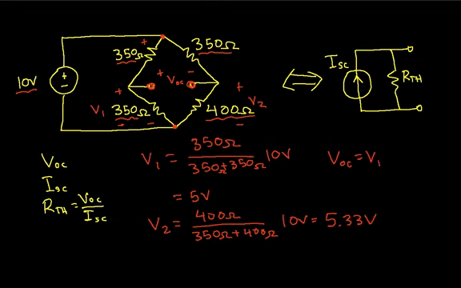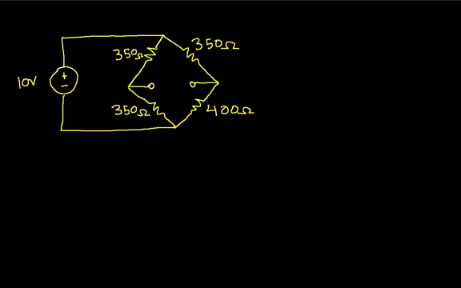And so the way I've defined this, my open circuit voltage is V1 minus V2. That is, the voltage from here to here is the voltage from here to here minus the voltage from here to here. When I work that out, I get minus 0.33 volts. Okay, so I've now got the open circuit voltage. Let's see if we can find the short circuit current. This is going to get a bit trickier.